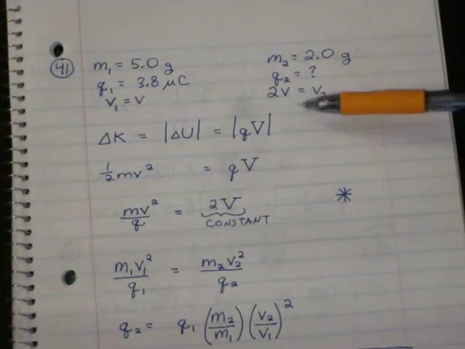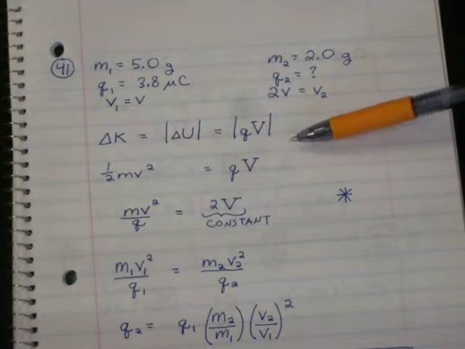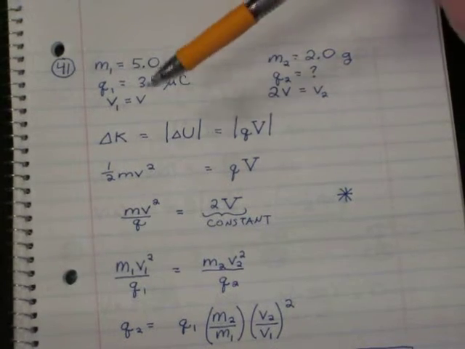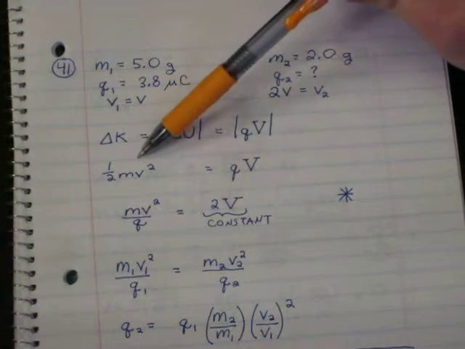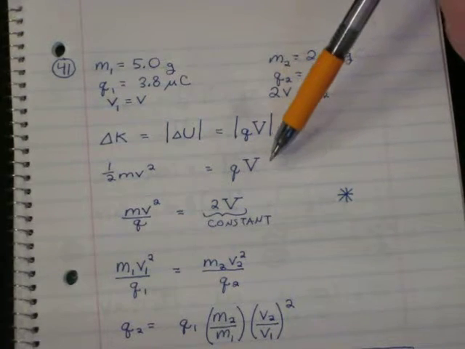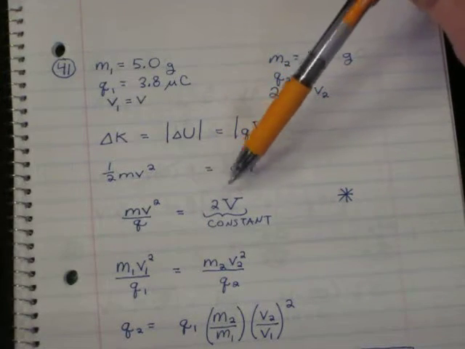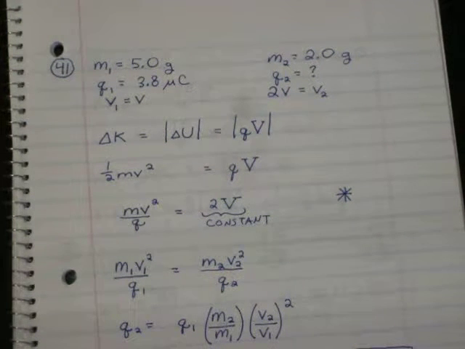We recognize that change in kinetic energy is the absolute value of change in potential energy, which is the absolute value of QV. I'm using absolute value instead of invoking the negative signs because really that's all I care about. What is the positive value of these things? So 1/2 mv squared equals Q times potential. Be careful with your v's. We have a lowercase v for speed and a capital V for potential, which means that mv squared over Q equals 2 times potential. And that potential is going to be constant for both particles.